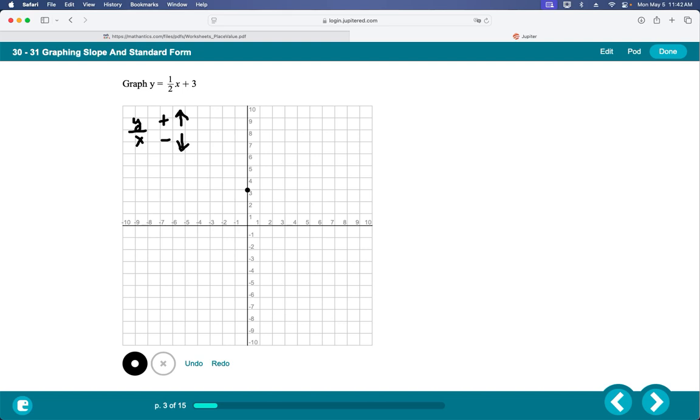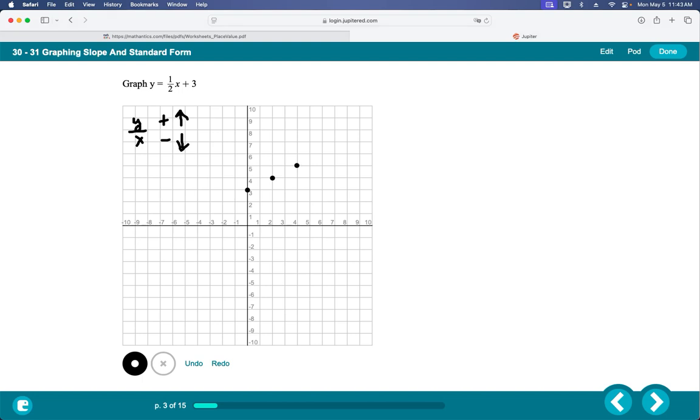The number on the bottom always moves to the right because the denominator is always positive, and the positive side of the x-axis is to the right. So this number always goes to the right, okay? So up 1, to the right 2. Up 1, to the right 2.